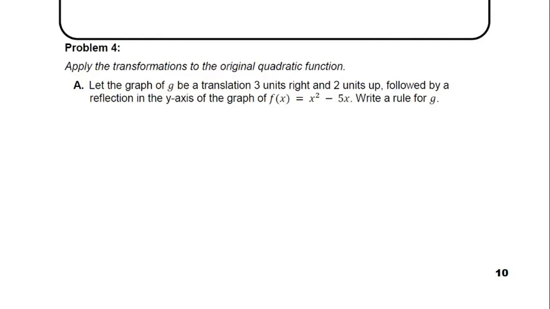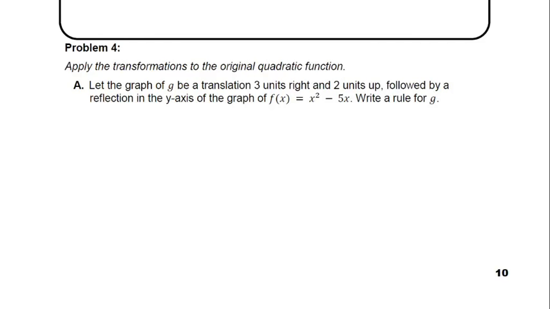Okay, this is chapter 3.2, problem 4. It says apply the transformation to the original quadratic function. Now when it says original here, it does not mean the parent function. What it means is the function that they give you in this case. That's the original.